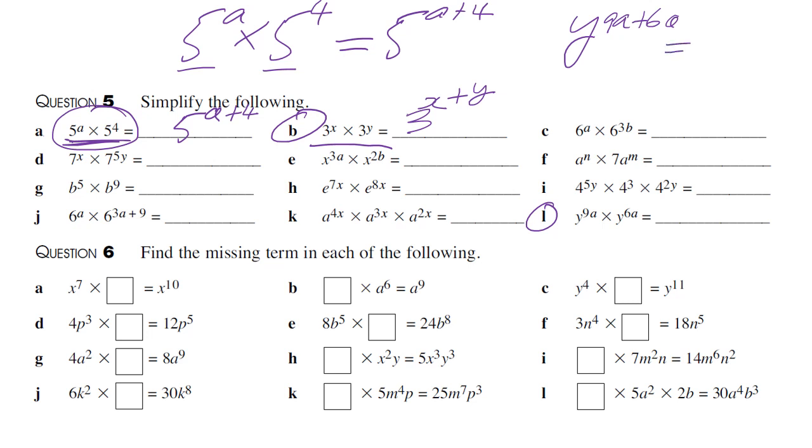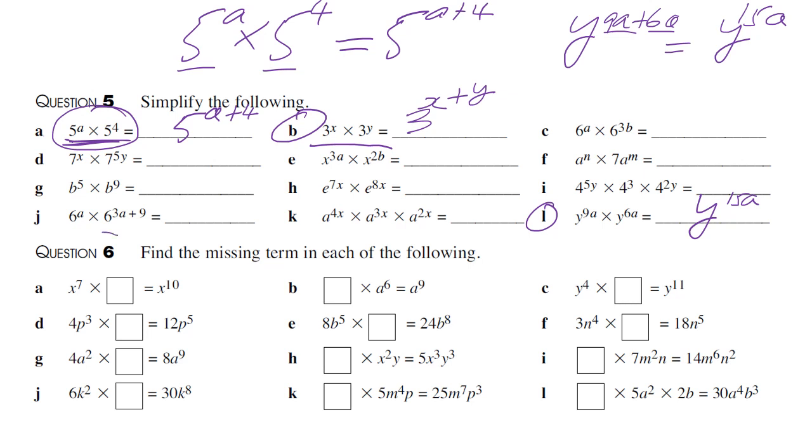I can simplify a little bit more because I've got 9a plus 6a. So it's like I've got 9 lots of a's and then I add them with 6 lots of a's. You can imagine it as 9 apples plus 6 apples. So how many apples do I have in total? It will be 9 plus 6 apples, right? Which means I will have 15 apples, 15a. So your answer would be y to the power of 15a.